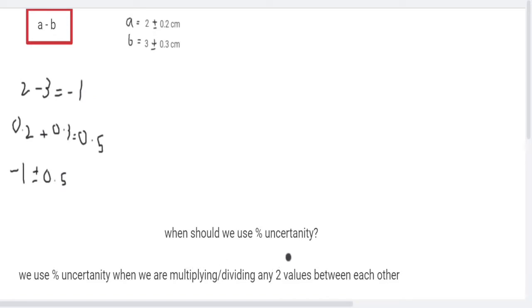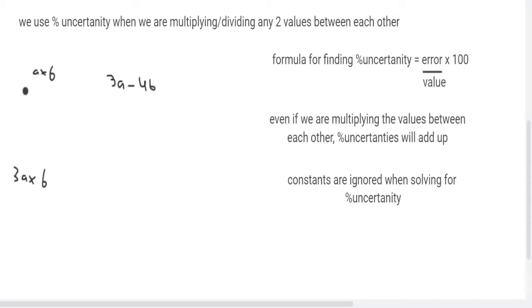Now, when should we use percentage uncertainty? We use percentage uncertainty when we are multiplying or dividing any two values between each other. Let's say that they asked me to do A times B. Would I use percentage uncertainty or percentage error? I would, because I am multiplying these two values.